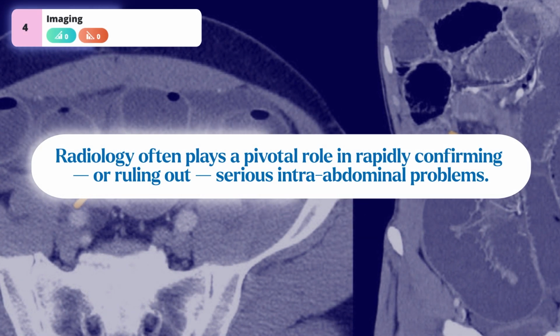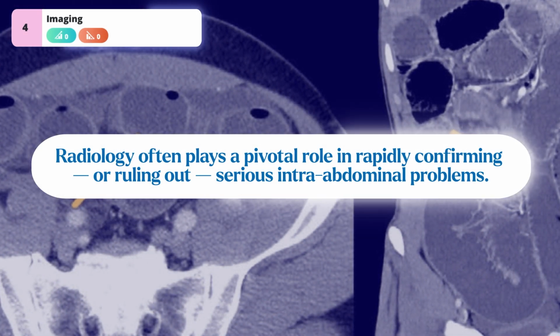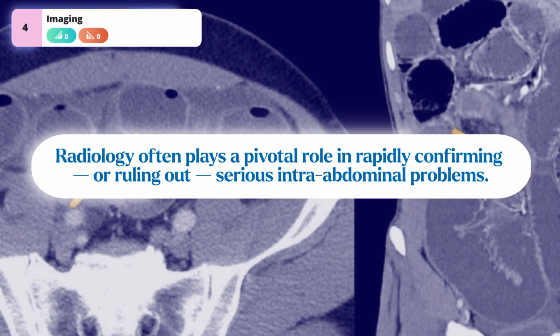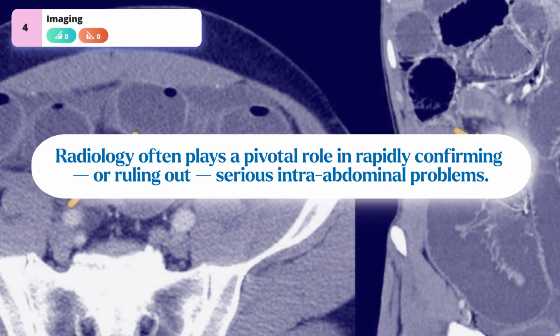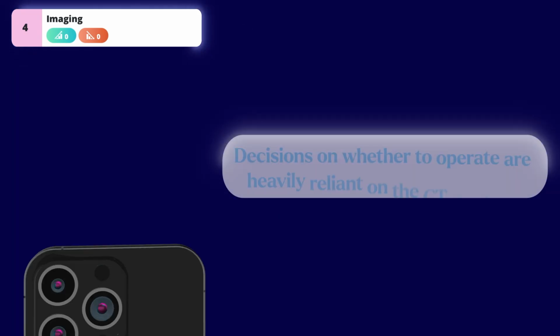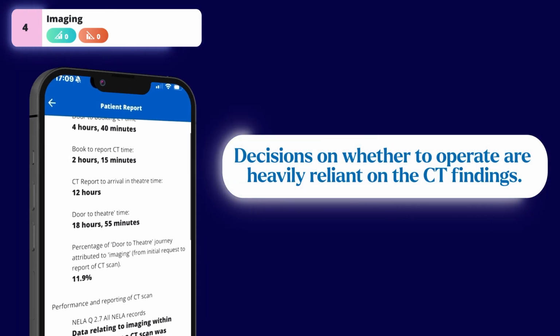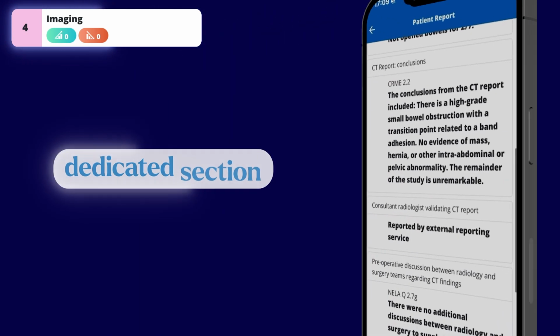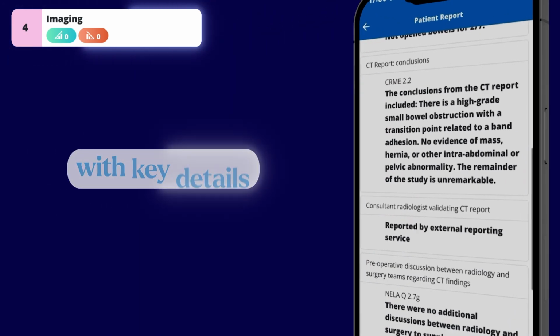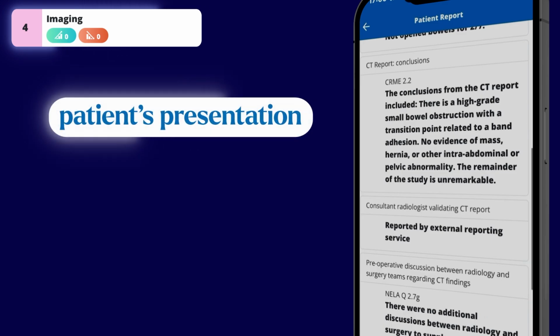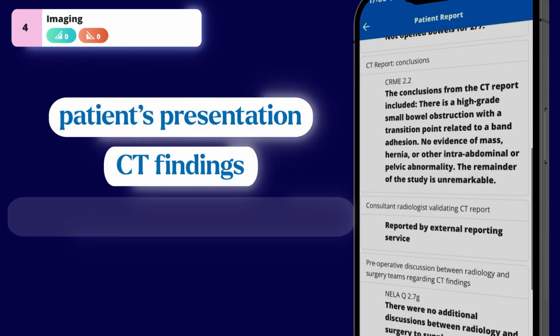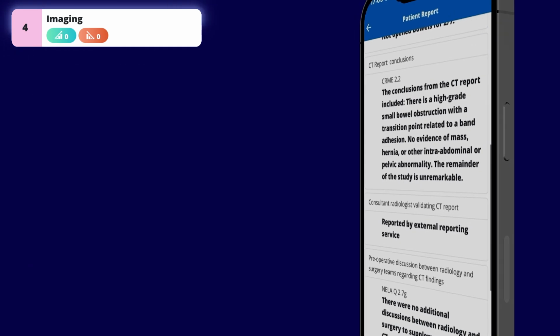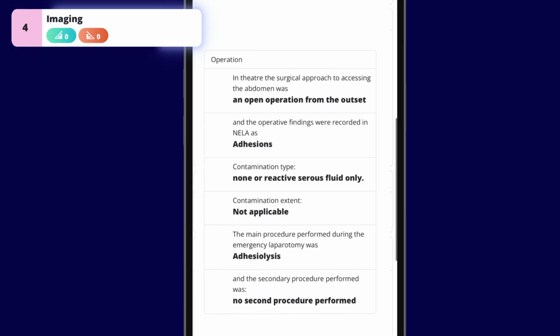Radiology often plays a pivotal role in rapidly confirming, or ruling out, serious intra-abdominal problems. Decisions on whether to operate are heavily reliant on the CT findings. QI Notify EmLap includes a dedicated section that brings together key details about the patient's presentation, CT findings, and ultimate operative outcomes, alongside timeline performance and communication statistics, giving clinicians a clear, integrated view of the patient's journey.